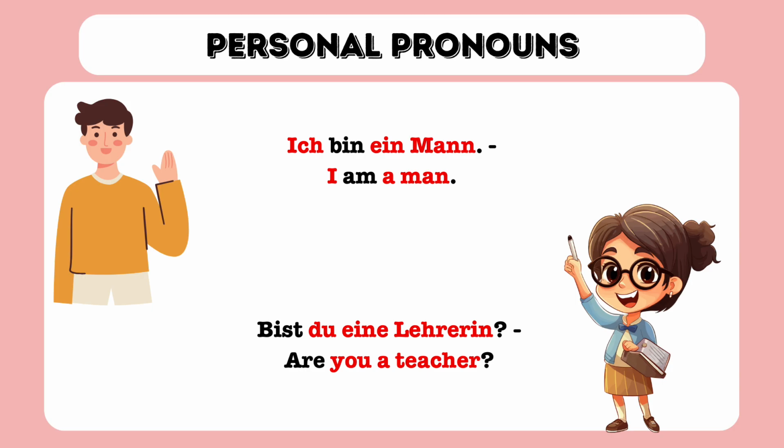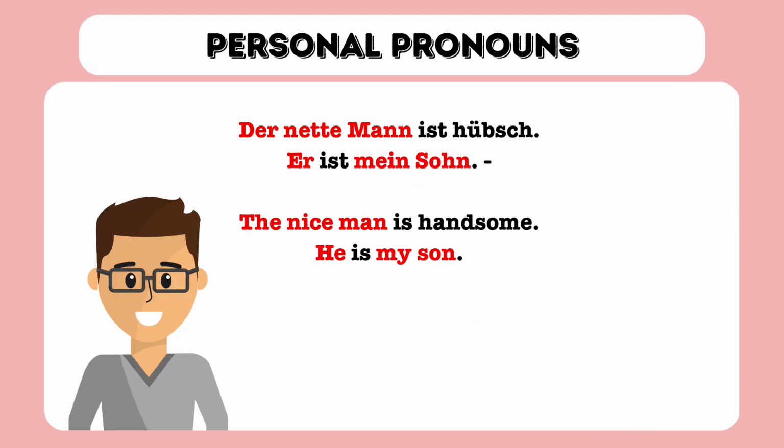Here are some examples of the nominative case pronouns. "Ich bin ein Mann." I am a man. Ich is the subject of the sentence, which is I. "Bist du eine Lehrerin?" Are you a teacher? Du is the subject of that sentence, so we use the pronoun du as you rather than using dich or dir.